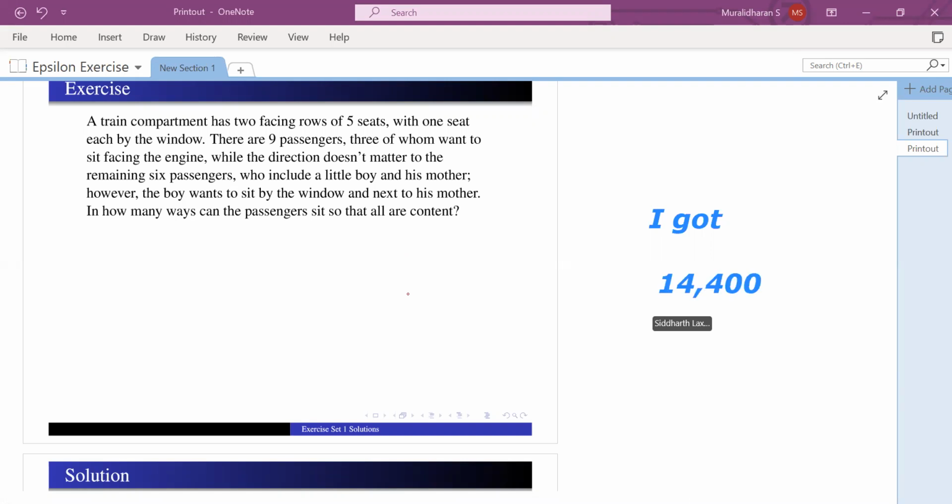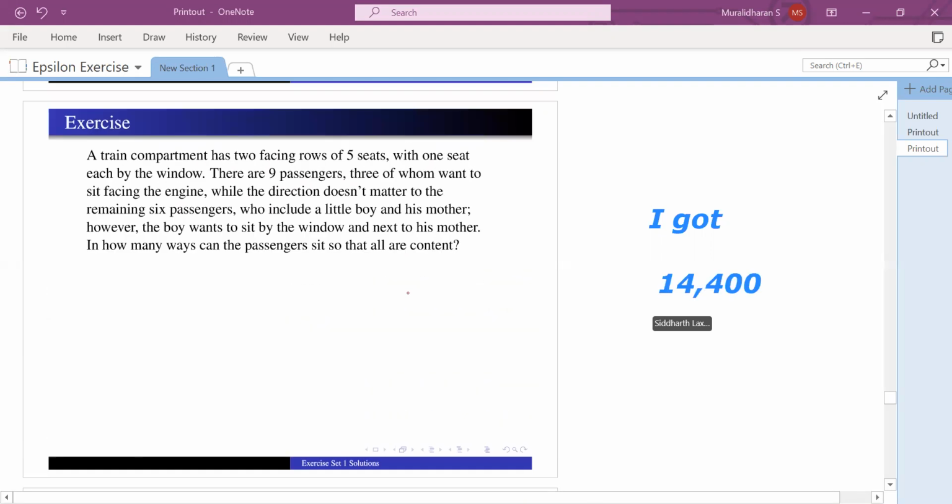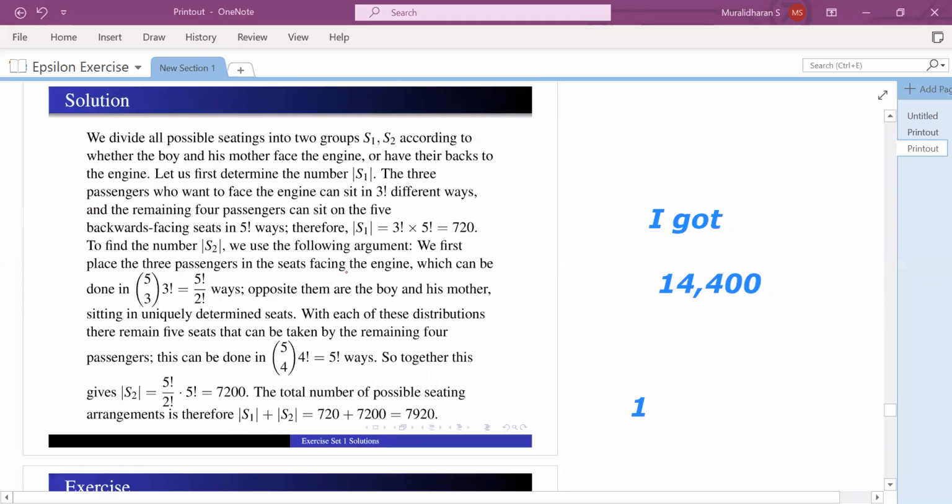So this is basically what we do: first of all, we take care of case by case where the mother and the child are sitting. That means we divide the possibilities into 2 groups, whether the boy and his mother face the engine or they have their backs to the engine. So first let us determine the first case.